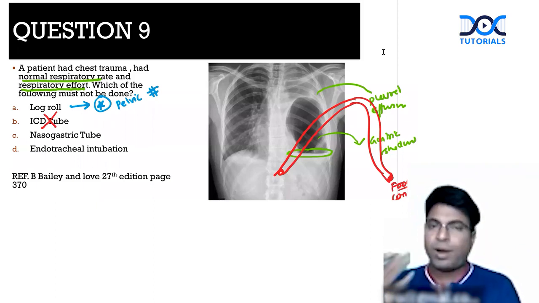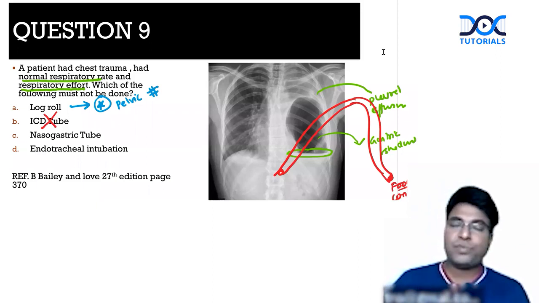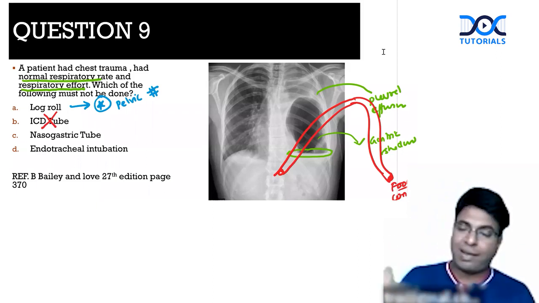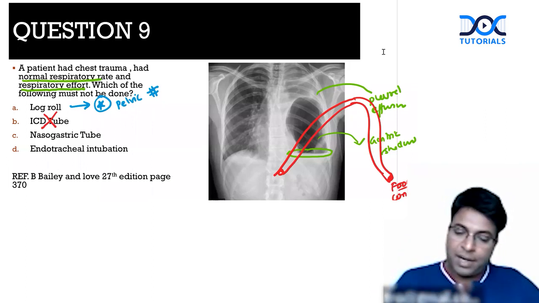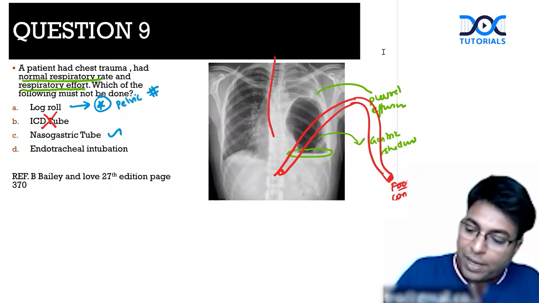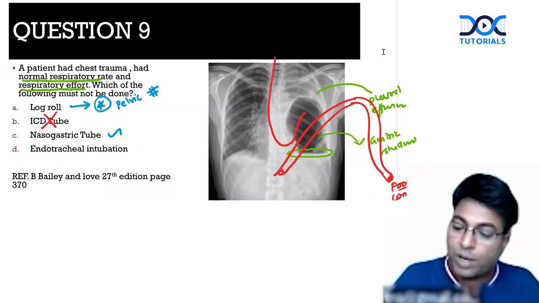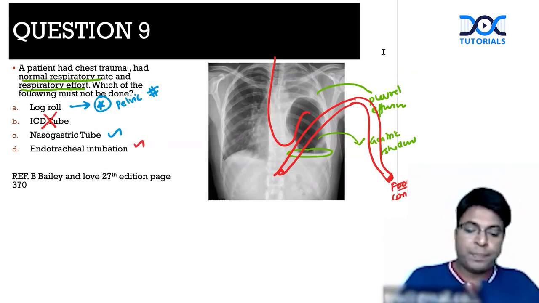In all other places, if you want, you can do log roll, but there is no role for log roll nowadays because we have whole body CT scan available. So log roll, if you want, you can do, but it is not advised for pelvic fracture. Nasogastric tube, nothing wrong. Actually, if I had put a nasogastric tube, I would have seen the tube in the stomach here, so I would have made an easy diagnosis. Endotracheal intubation is a must. You can do endotracheal intubation.